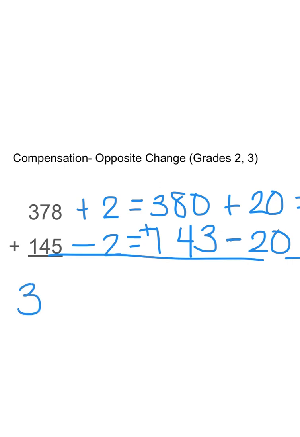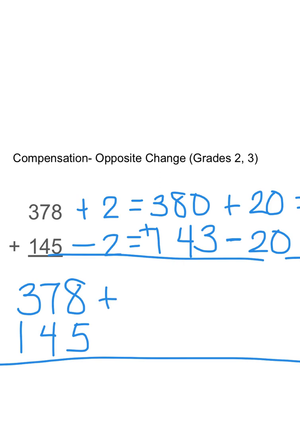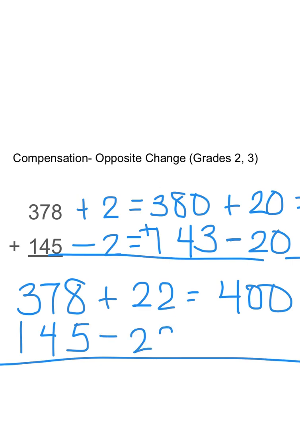It's actually easier if you just know your partners to 100. Because if I know my partners, I know that adding 22 gets me to 400. And then I can subtract 22, which is 133. Now it takes practice. It equals 123. It takes practice.